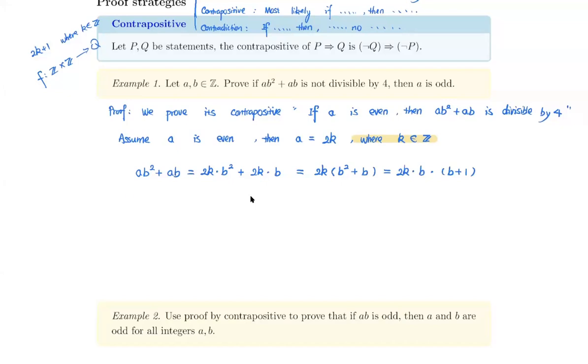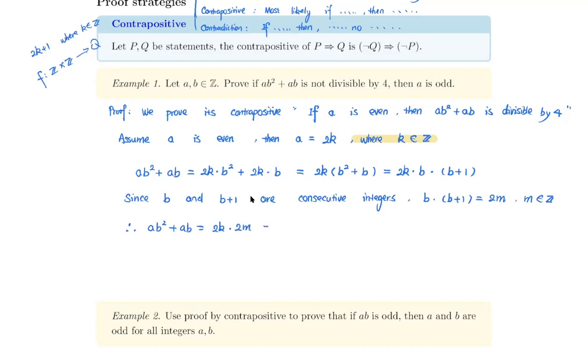Okay, so let's justify that. Since b and b plus 1 are consecutive integers, b times b plus 1 can be written as 2m, where m is an integer. Therefore ab squared plus ab can be written as 2k times 2m, which equals 4km. Therefore, 4 divides ab squared plus ab.